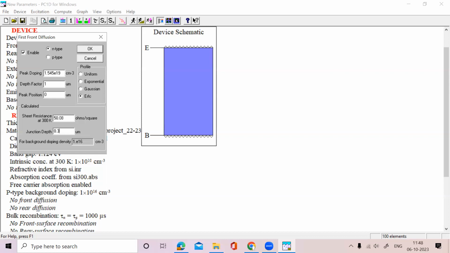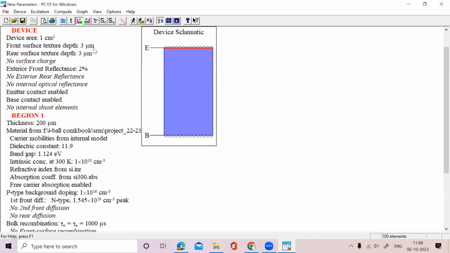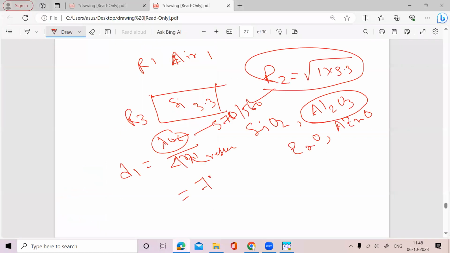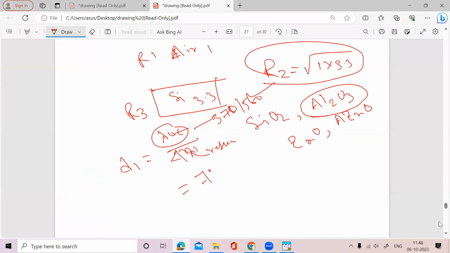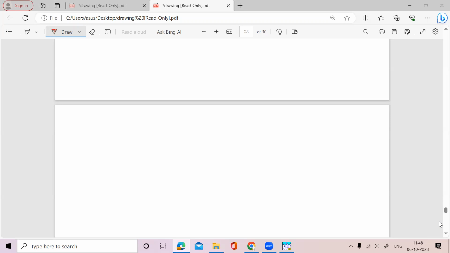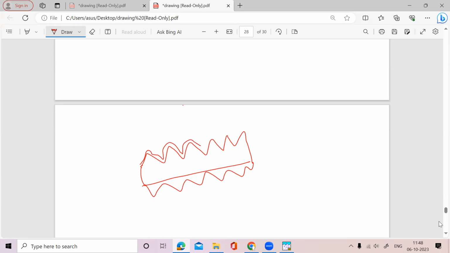What is the junction depth? Now I am talking about the diffusion process. What I told you in the starting, now my solar cell is like that, not a solar cell, still it is not a solar cell. It is a textured wafer, sorry. On top, I am giving N-type material. This is my N. This is my P. Okay?